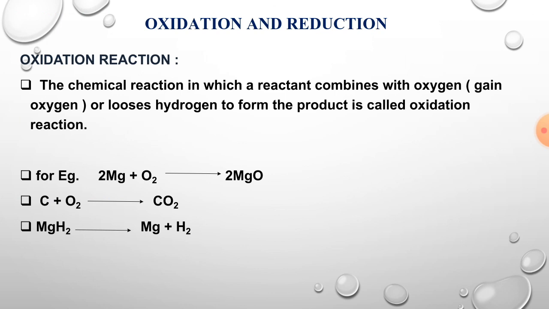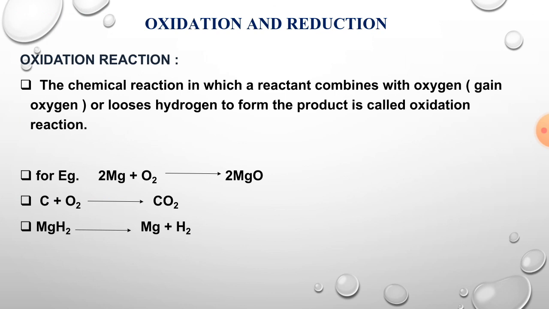So here what happens in the oxidation reaction? In the first reaction, what is the first reaction? 2Mg plus O2 gives 2MgO. Here O2 is there on the reactant side. Okay, and in the last equation, that is MgH2 gives Mg plus H2. Hydrogen is there at the product side.